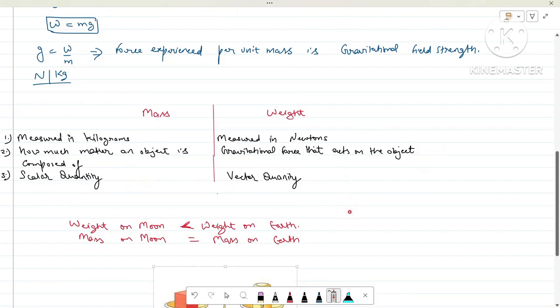Now, let's consider an object on the surface of the Earth, and when you take it to the moon, its weight on the moon will be less than its weight on the Earth. Why so? Because on the moon the gravitational field strength is less, so its weight will be less. But its mass will remain the same, because mass is the matter in the composition, and the composition remains the same.